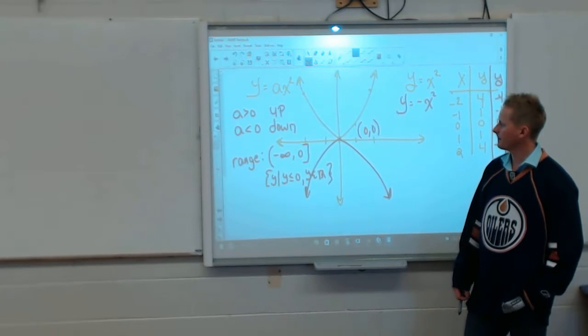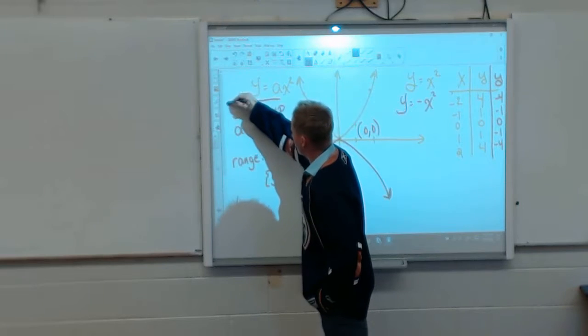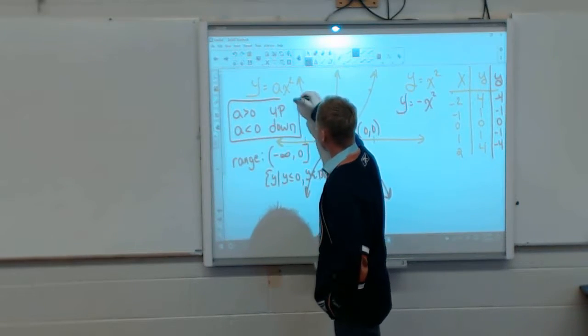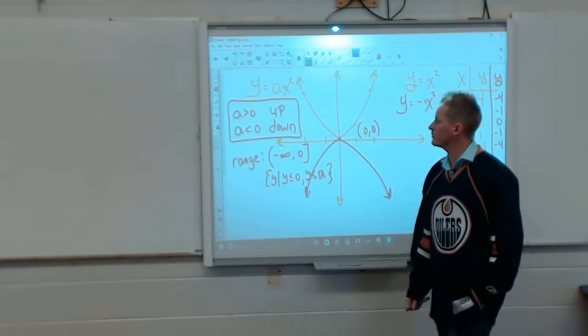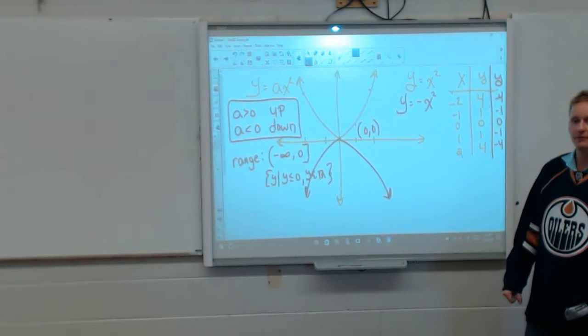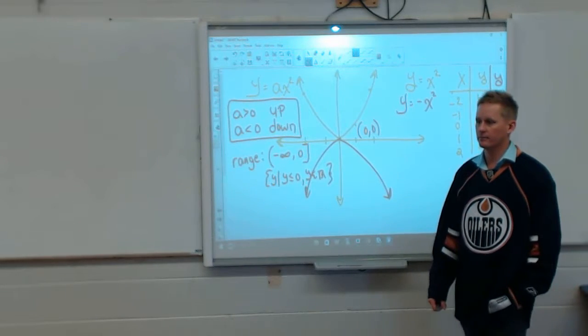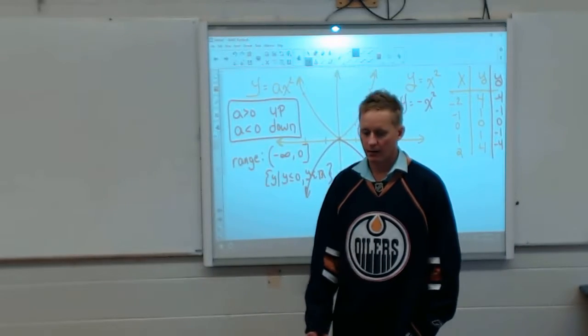All right? Any questions so far? So the very first thing that you need to remember about this is this. If a is greater than 0, the graph opens up. If a is less than 0, the graph opens down. There is one more effect that a does have on the graph.